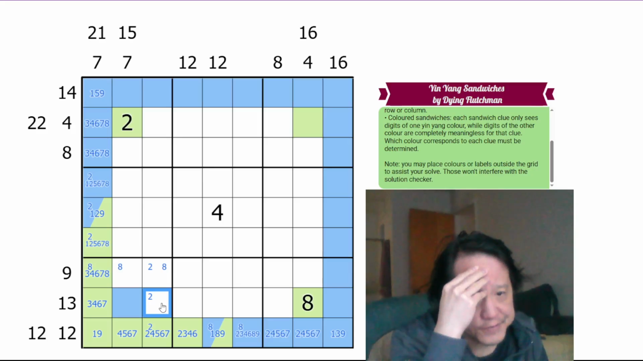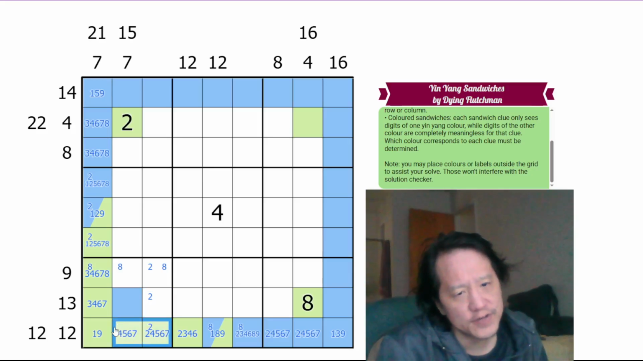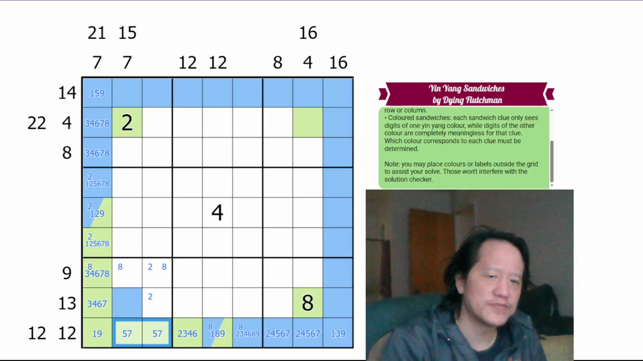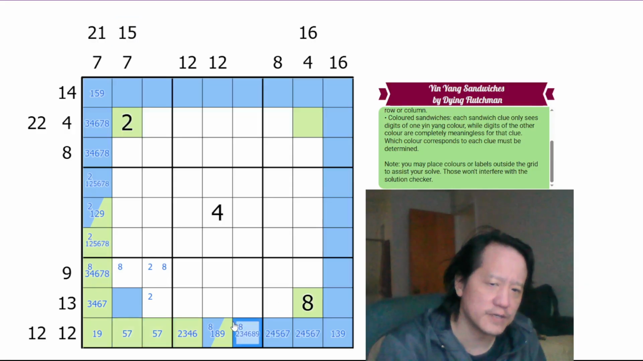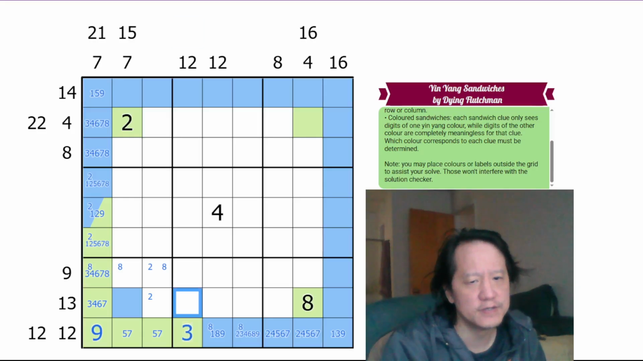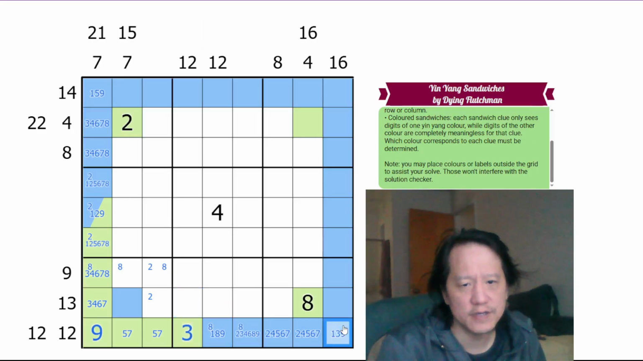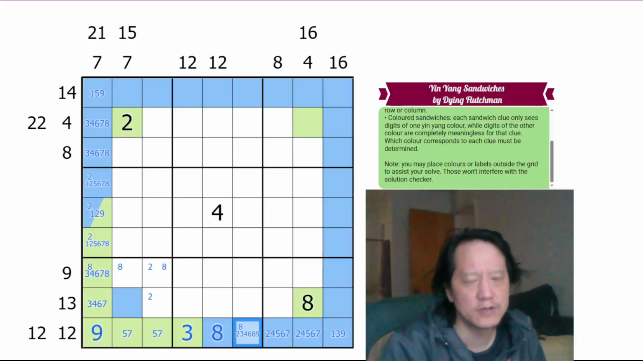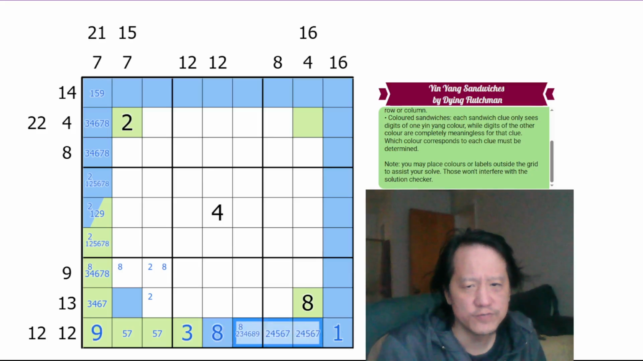What else? What happens if we make this 5, 7? So if this is 5, 7, which means this is green, this has to be blue. So then this is 5, 7. 2, 4, 6 is between 1 and something else. So this can't be 1. This is 9. This is 3. This would be 1 or 8. 8 cannot be here, so 8 would be here. That would force this to be 1. And this to be 2, 4, 6.